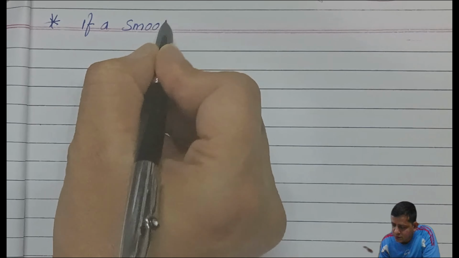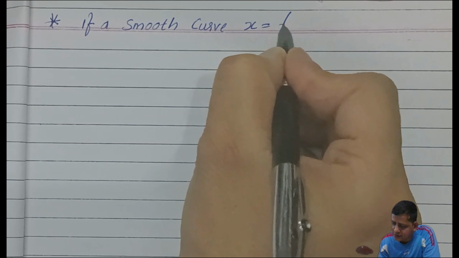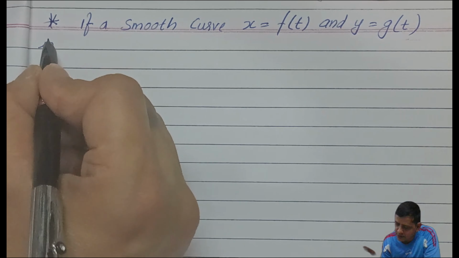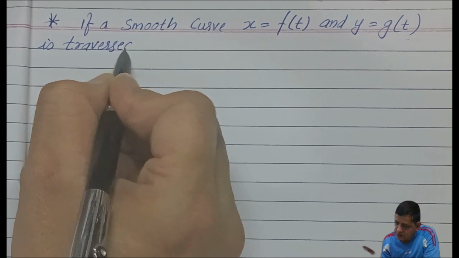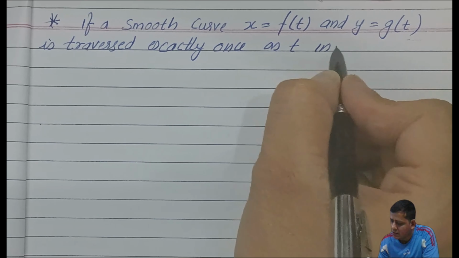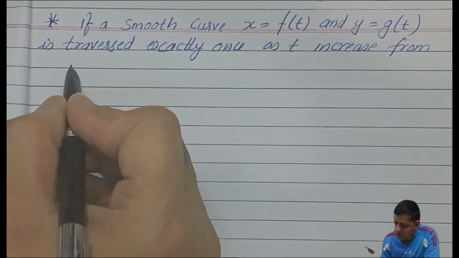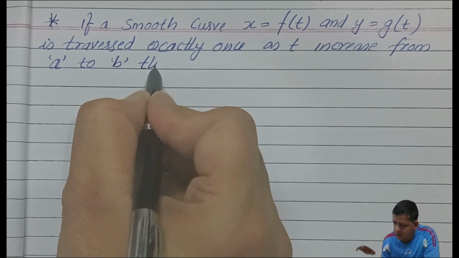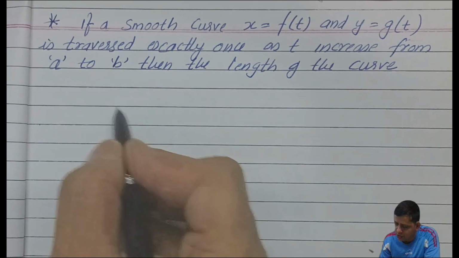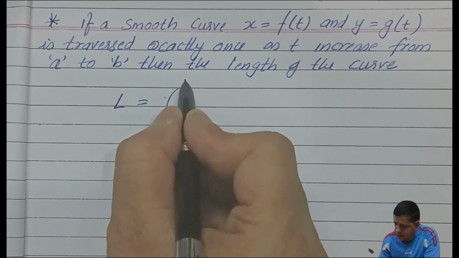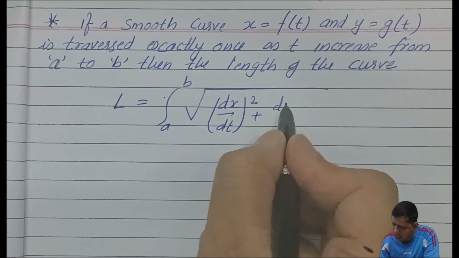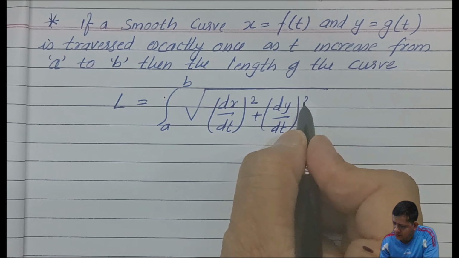It says, if a smooth curve x is equal to f(t) and y is equal to g(t) is traversed exactly once as t increases from a to b, then the length of the curve will be, we have a new formula here: L is equal to the integral from a to b of the root of (dx by dt) whole square plus (dy by dt) whole square dt.